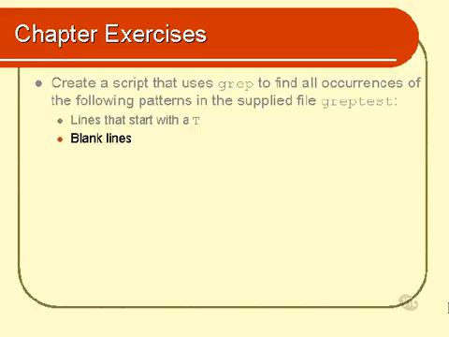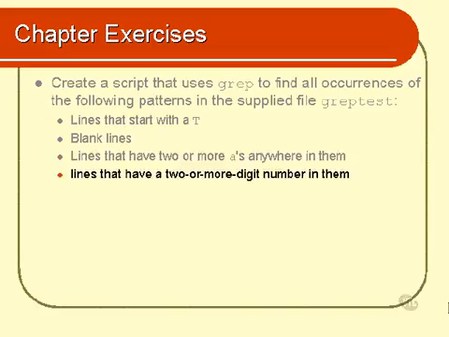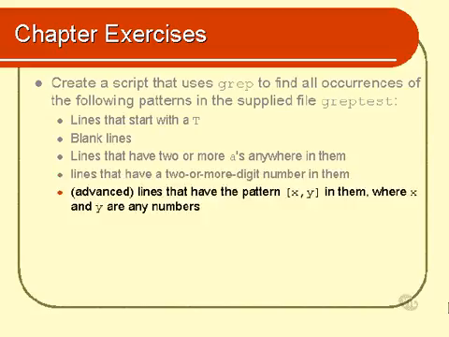I'd like you to find all lines that begin with a T. Then I'd like you to find all blank lines. Then I'd like you to find lines that have 2 or more A's anywhere in them, and I mean consecutive A's. Lines that have a 2-digit number, 2 or more digit number, so it could be 2 or 3 or 10-digit number. Now this is a little bit of a tricky one. You might need to use extended regular expressions for this.